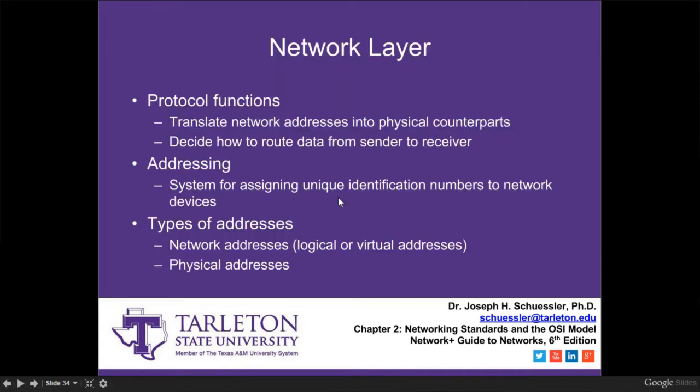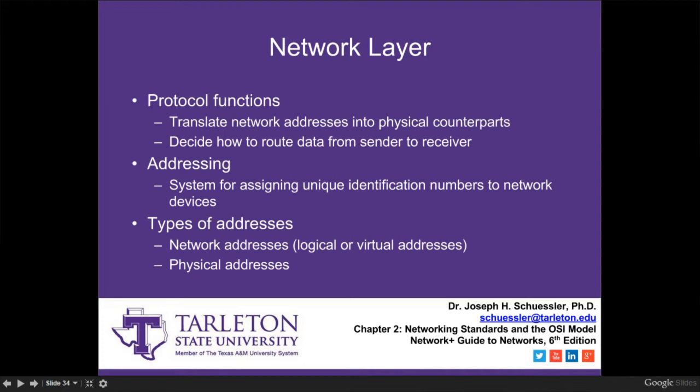The next layer is the network layer, and the functions that operate at this layer are the translation of network addresses into their physical counterparts. It also decides how to route data from the sender and the receiver. It does that through addressing. Addressing is a system for assigning unique ID numbers to network devices. So when you see that, you should be thinking in your mind Internet Protocol, IP addresses.